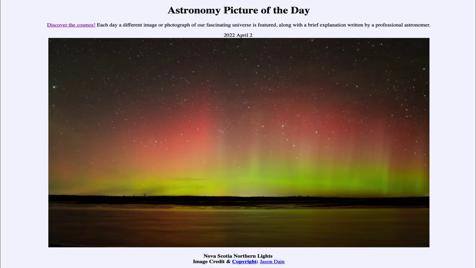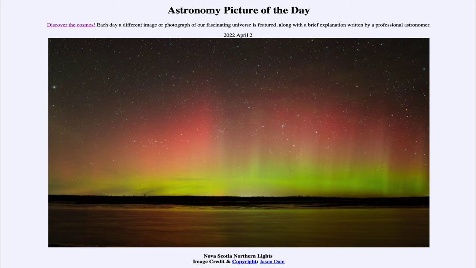One of the things that I like to do in each of my introductory astronomy classes is to begin the class with the astronomy picture of the day from the NASA website, apod.nasa.gov/apod. And today's picture for April 2nd of 2022 is titled Nova Scotia Northern Lights. So what do we see here?